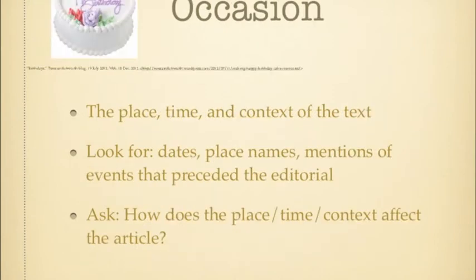You need to ask yourself, what is the writer pointing out? The occasion is the place, time, and context of the text. So you're looking for dates, place names, and mentions of events. Remember, editorials are usually written about current events, be they laws or something that's happened. And so they're going to be definitely related to something that has happened. Ask yourself, how does the place, time, context, current event affect this article?